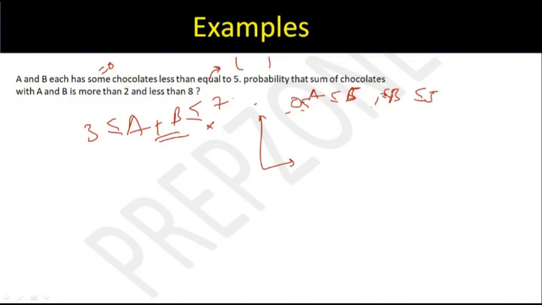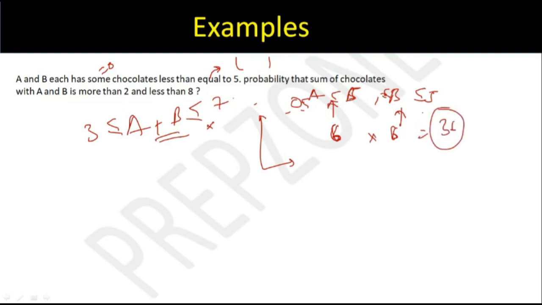So in total A can have anywhere between 0 to 5. So 6 possibilities. B can also have anywhere between 0 to 5. So again I have 6 possibilities here. So in total I have 36 possibilities. A0 B0, A0 B1 and so on and so forth, right?